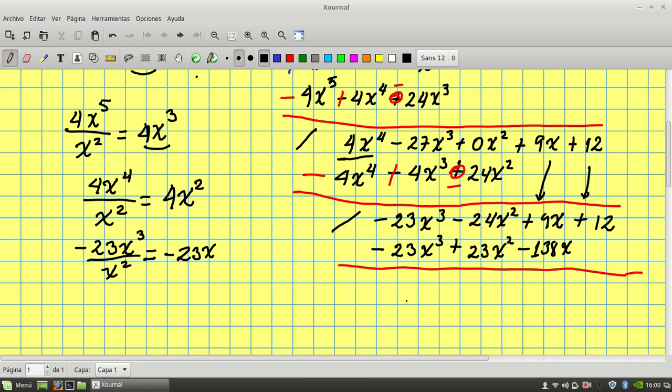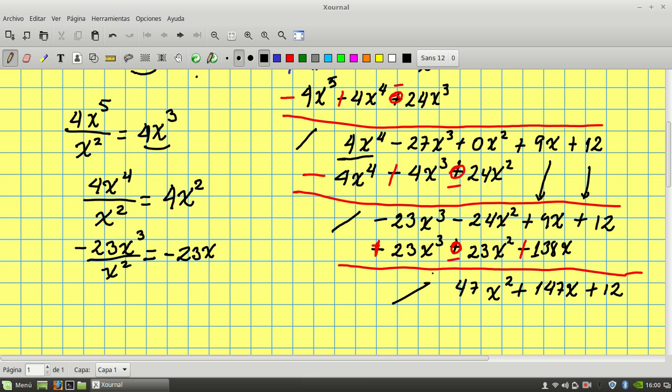A good hint is to be careful when reading off the terms when you subtract. I didn't put the negative sign, so positive, negative, and positive. So negative 24 minus 23 is negative 47x squared. 138 plus 9 is going to be plus 147, and bring down plus 12.